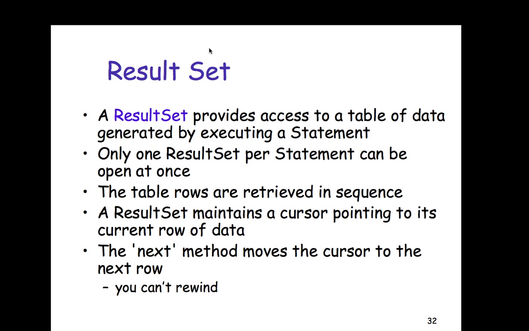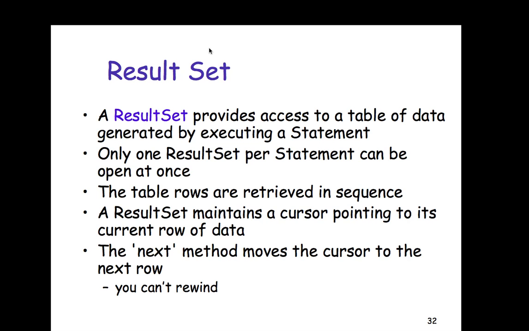All you get is as if you were at an SQL window and you cut and pasted the results set out and you put it into another application. So it's working up at a higher level of abstraction. It's not actually working with a native information of the database. The result set provides access to the table coming from the cursor. The table of the data generated by executing the statements. Only one result set per statement can be opened at once, obviously. And the table rows are retrieved in sequence. Result set maintains a cursor pointing to the current row of the data.